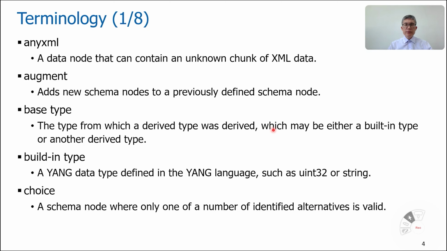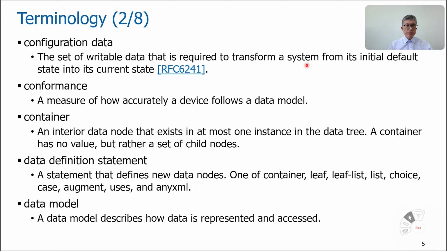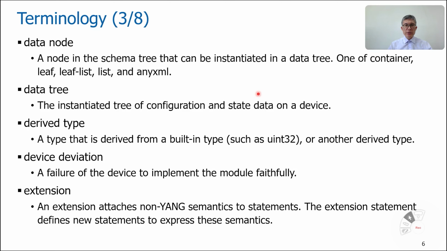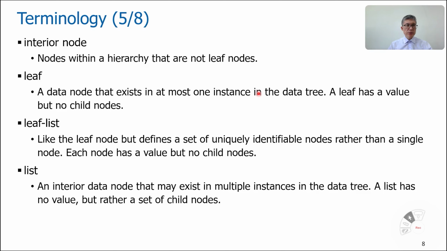So we have a bunch of terms in the terminology, and you can refer to those. For example, anyxml is a data node that can contain an unknown chunk of XML, so any type of YANG data can be facilitated. Okay, I will explain the terms during this lecture. So you can refer to them.